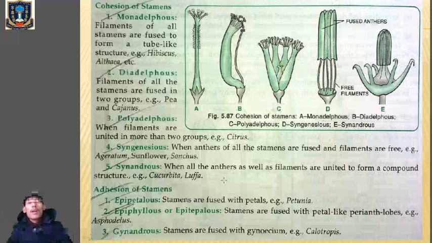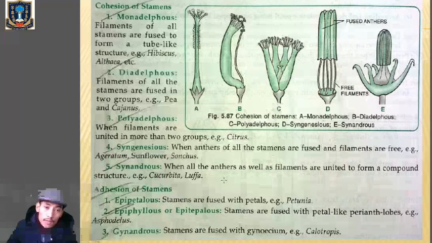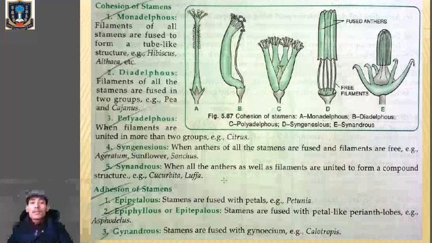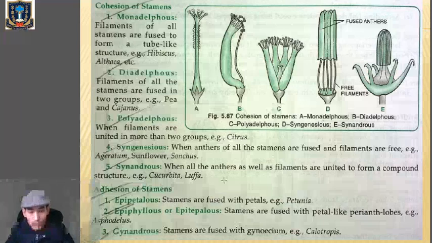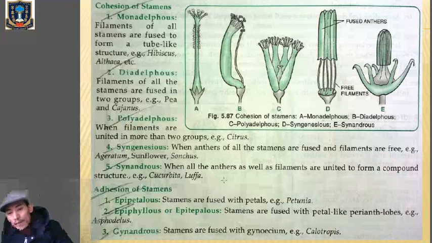Okay, so under this we have learned about monadelphous stamen, diadelphous stamens, polyadelphous stamen, syngenesious stamen, and the synandrous stamen. So in monadelphous stamens, filaments of the stamens are fused to form a tubular structure. In diadelphous stamens, filaments are fused into two groups. Then in polyadelphous stamens, filaments are fused in more than two groups. In syngenesious stamens, filaments will be free, but the anthers will be united. Then we have synandrous, when all the anthers as well as filaments are united to form a common structure, that is called synandrous stamen. So remember these 5 types of cohesion of stamens.